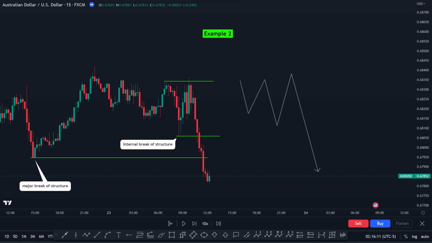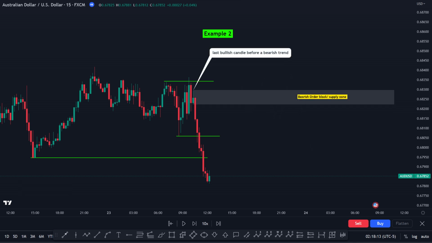So lastly what we need to do is to find a bearish order block, or a supply zone, where we will be looking to take a sell position. Now that we have a supply zone here, we need to add a couple more things to our analysis. But firstly let's find our fair value gap.